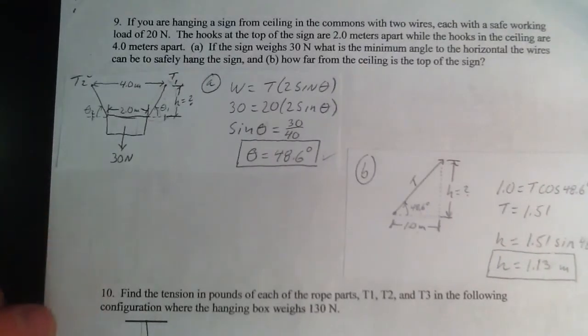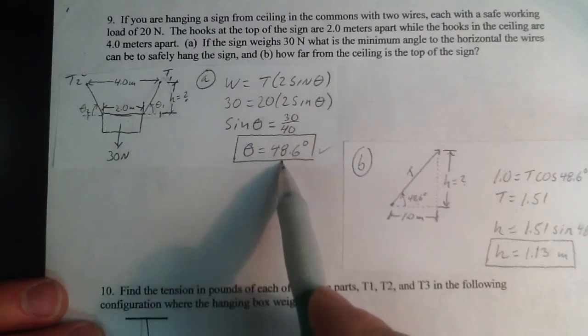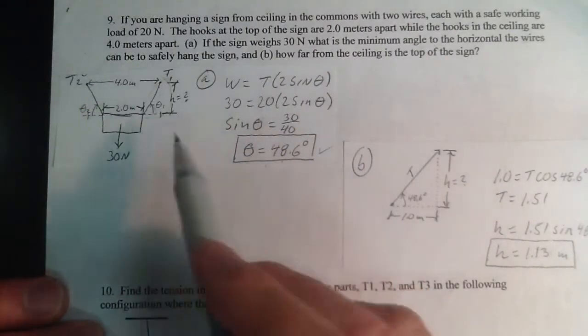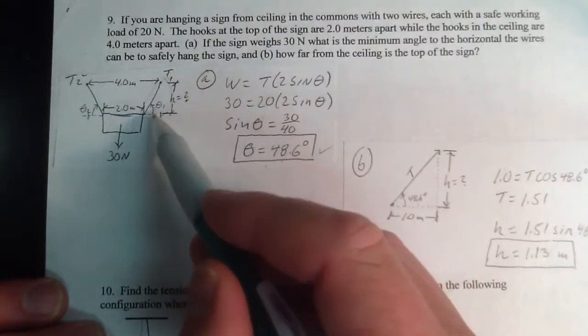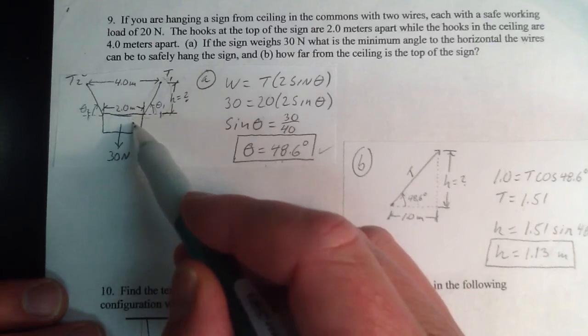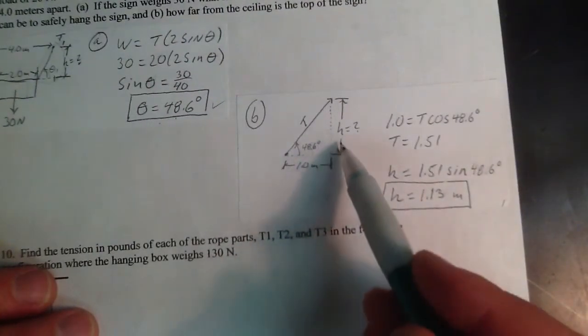Okay, another symmetrical sign hanging problem. I'm solving for theta, and I need that angle theta. Once you've got this, that's the physics. The rest is geometry. I'm trying to find this height. How low is the sign below the ceiling? So actually, I'm really just trying to solve this little triangle right here for this side opposite, right?